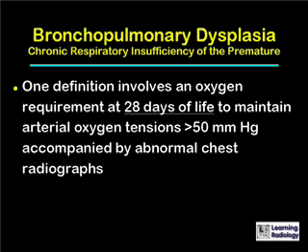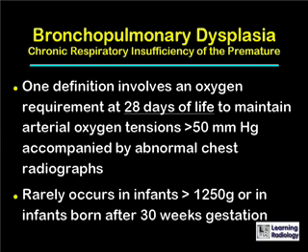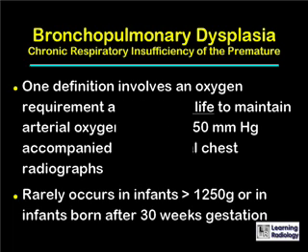There is some controversy as to the definition of bronchopulmonary dysplasia. One definition involves an oxygen requirement at 28 days of life to maintain an arterial oxygen tension greater than 50 millimeters of mercury, accompanied by abnormal chest radiographs. Bronchopulmonary dysplasia rarely occurs in infants under 1,250 grams or in infants born after 30 weeks of gestation.